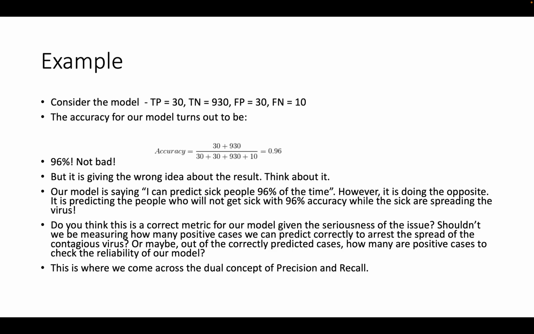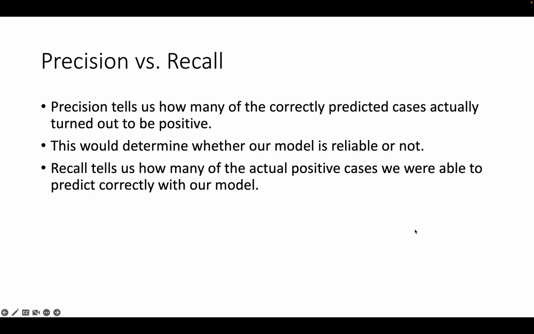If the model is able to tell me starting में that इतने positive है, then it is better for the whole thing, whole process. This is where we come across dual concept of precision and recall. ठीक है, precision versus recall. Precision tells us how many of the correctly predicted cases actually turned out to be positive. How many of the prediction में से कितने actually positive निकले, that is the precision. ठीक है.